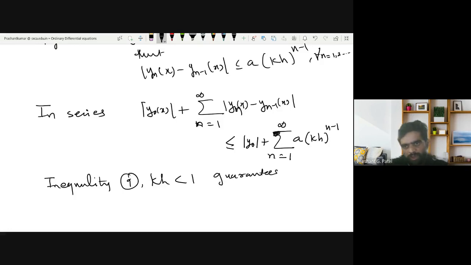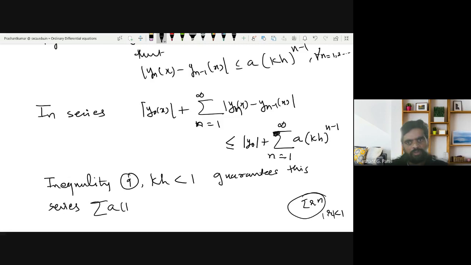because this is a geometric series, summation r raised to n, and summation r raised to n is convergent if mod of r is less than 1. So in that case, this will guarantee that this series summation a into kh raised to n minus 1 is convergent. And so by comparison test, this series is also convergent.